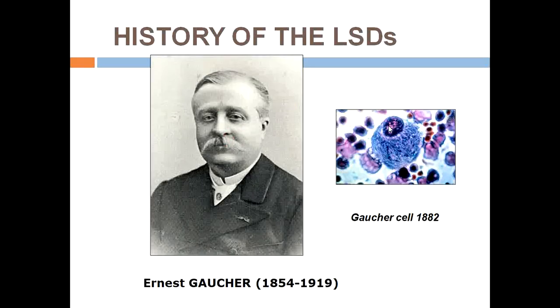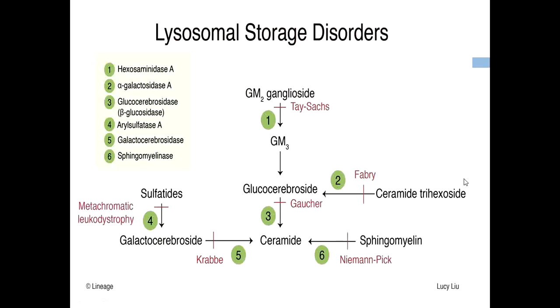History of the disease. Ernest Gaucher discovered these Gaucher cells that appear like wrinkled tissue paper under microscope. So there are different types of lysosomal storage diseases: Tay-Sachs caused by hexosaminidase deficiency, Fabry caused by alpha-galactosidase deficiency, Gaucher is caused by beta-glucosidase, Niemann-Pick is caused by sphingomyelinase, while Krabbe is caused by deficiency of galactocerebrosidase.